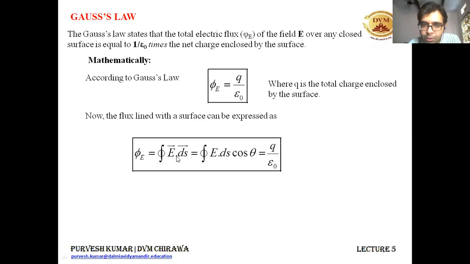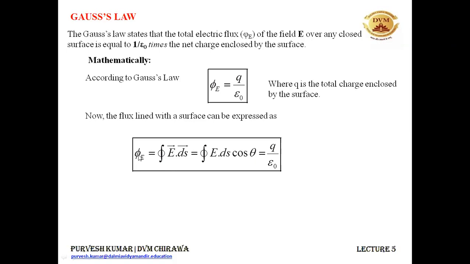When you expand this dot product, that is A dot B is equal to AB cos theta. Similarly, E dot ds becomes E ds cos theta, where theta is the angle between electric field E and your ds vector, that is a small area vector. All right. So please note this formula. This is really very important. We will be using it a lot in the derivations that we'll be doing.